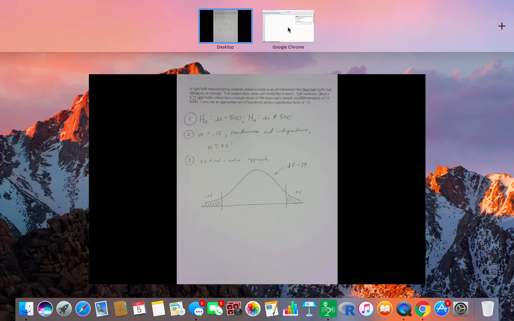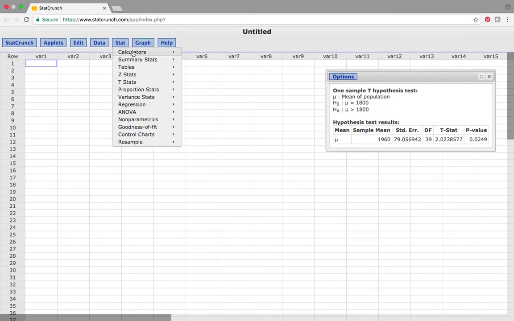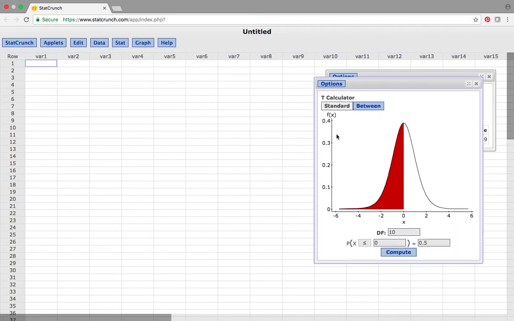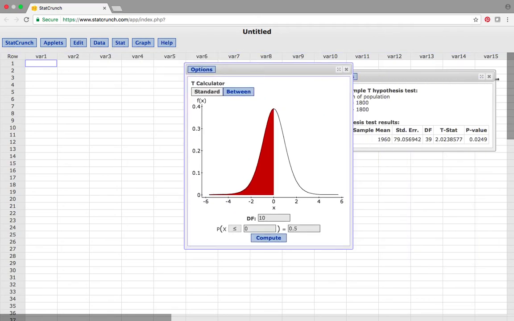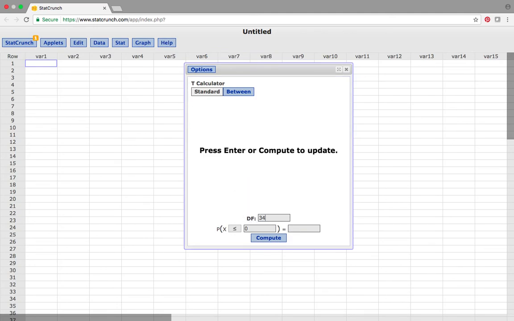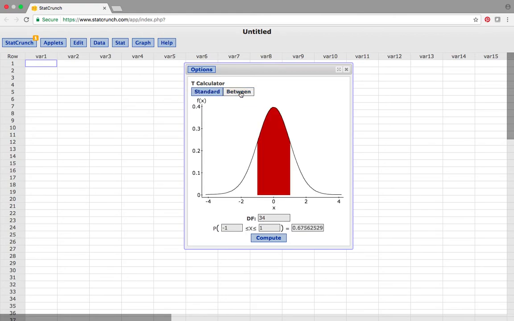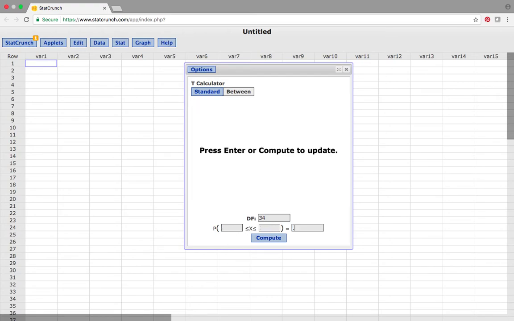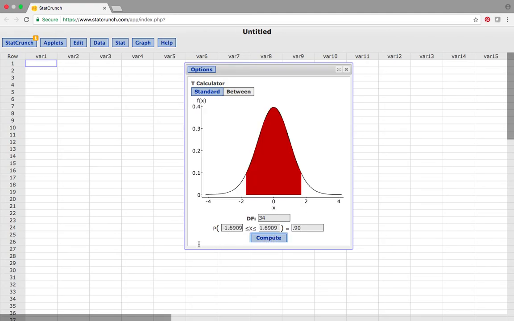So guys, with StatCrunch, this is pretty easy, right? Stat, calculator, T. We have degrees of freedom of 34. I'm going to take a little different approach here. I can do between. And I know that if I have 5% in my left tail and 5% in my right tail, that between these two values, I have to have what? 0.90. Compute. Negative 1.69 to positive 1.69.